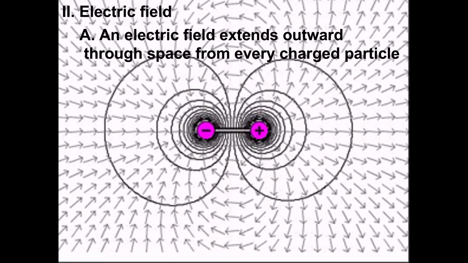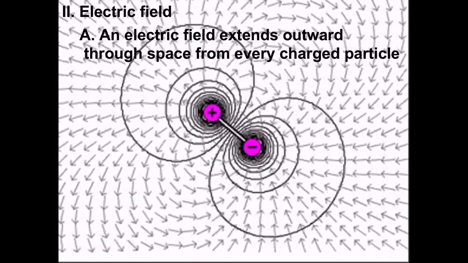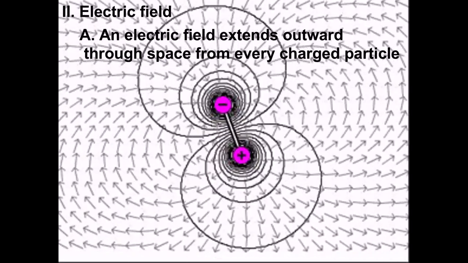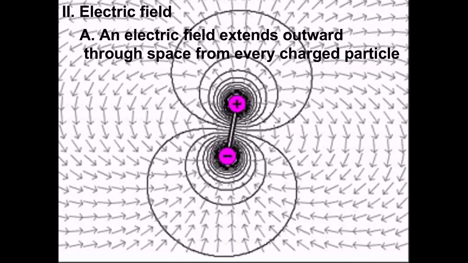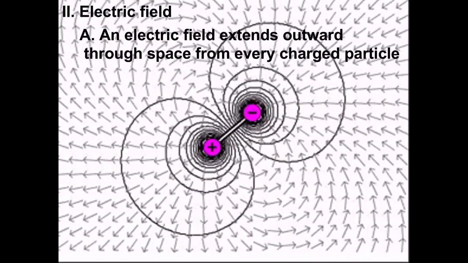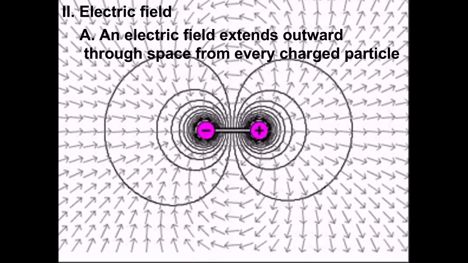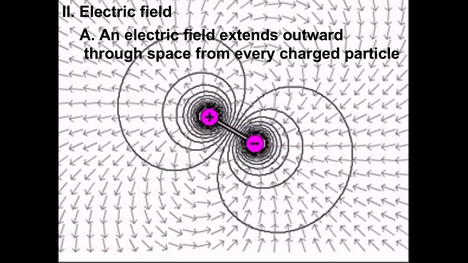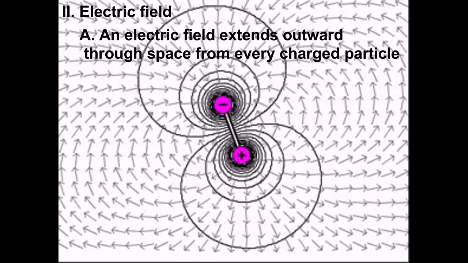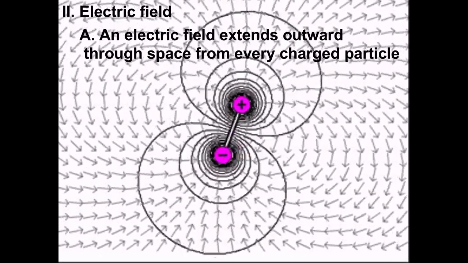An electric field extends outward through space from every charged particle. Just like a magnet has a field, charges have a field. And the stronger the charge, the more field there is. The stronger the magnet, the bigger the field. So the size of the field is proportional to the strength of the charge.